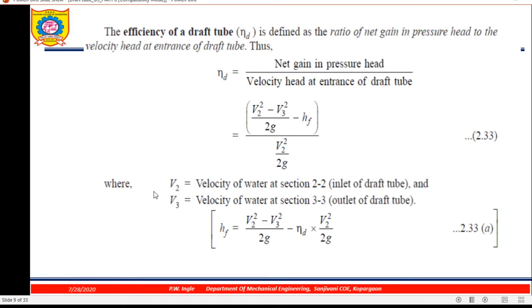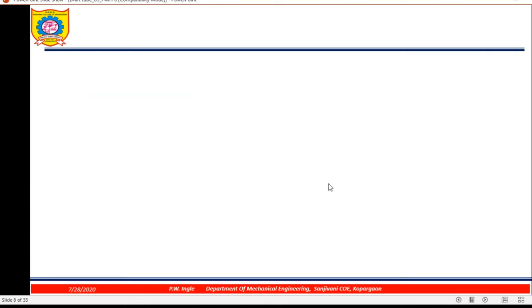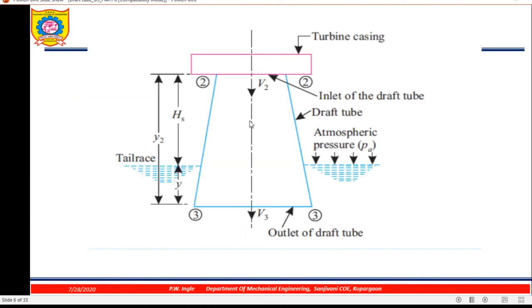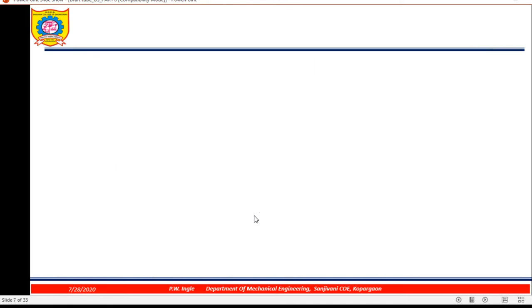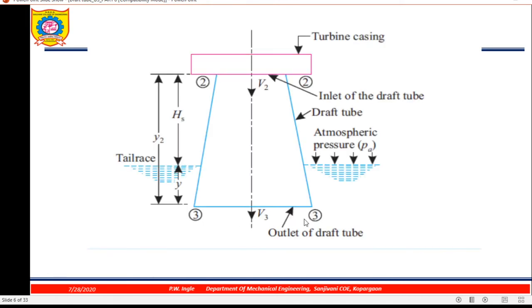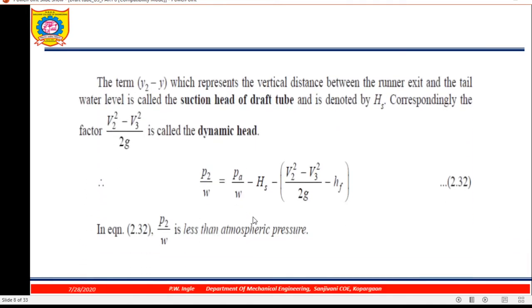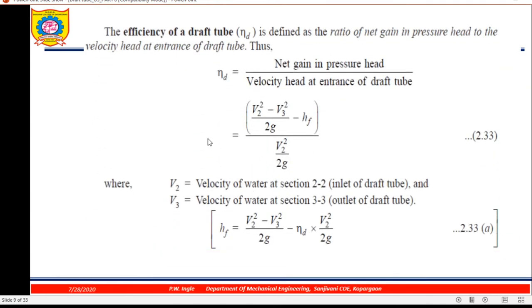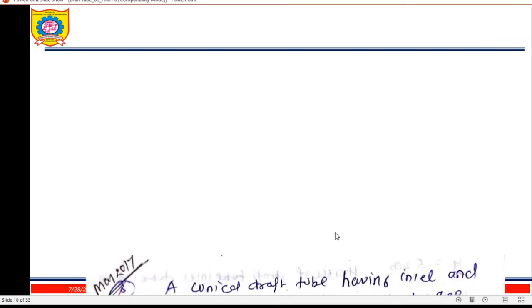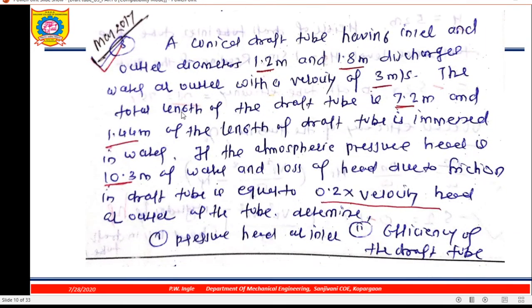Therefore, where V2 is the velocity of water at section 2-2, and V3 is the velocity of water at section 3. So what is HF? It is (V2 square minus V3 square) by 2g, multiplied by efficiency, multiplied by V2 square by 2g. Now we solve the numerical based on this draft tube theory.